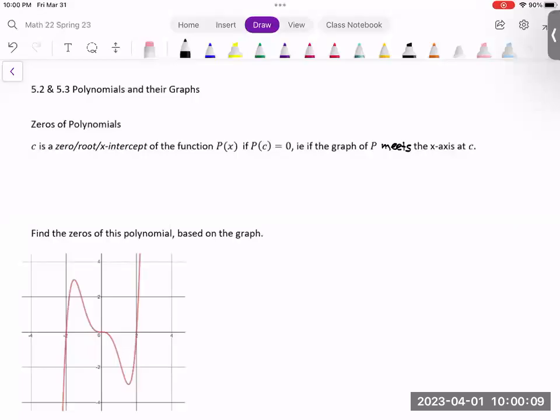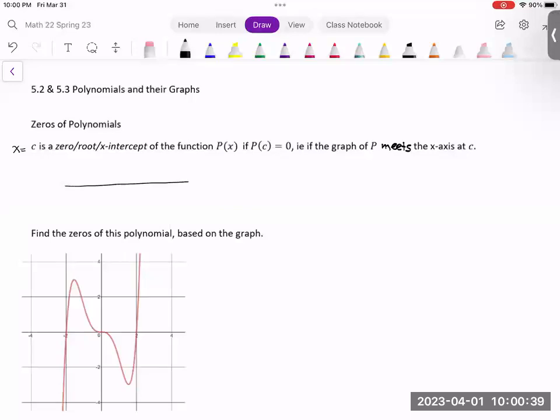We'll say that x equals c is a 0, a root, or an x-intercept of the function p of x if when we evaluate our function at c, we get 0. Another way of saying this is that the graph of p is going to meet the x-axis at c. And there are multiple ways that it could meet it. Either we could cross it or we could touch it, like y equals x squared.